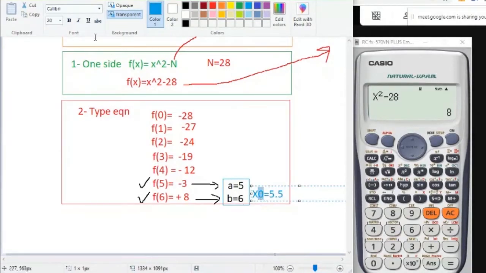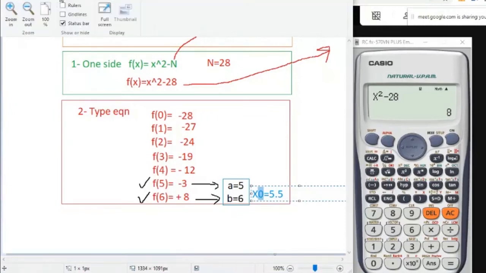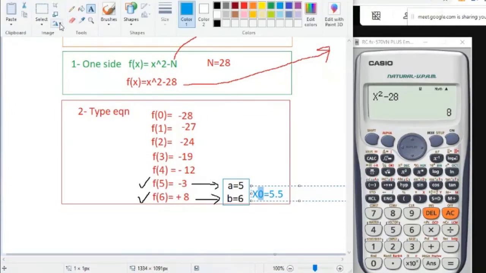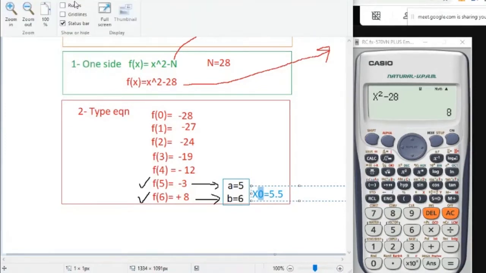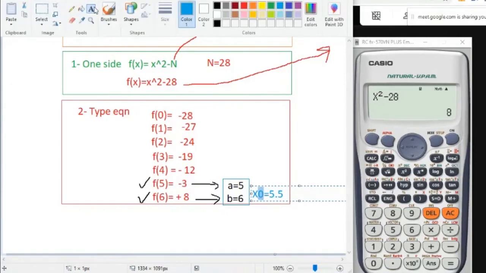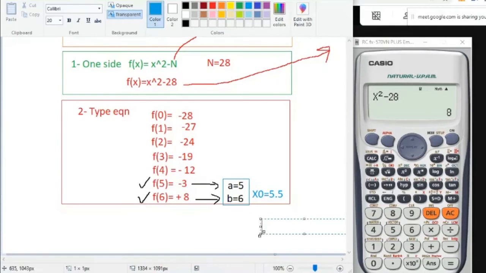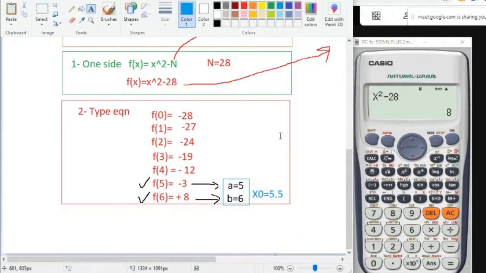Some people didn't like to compute the average. Okay, what did those people used to do? They used to take x naught equal to the first number, 5. Then the answer also will be correct, okay? Then you can also do like them if you like.